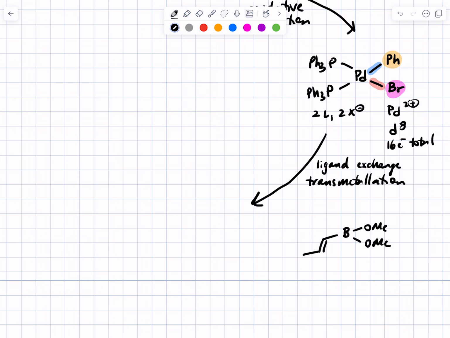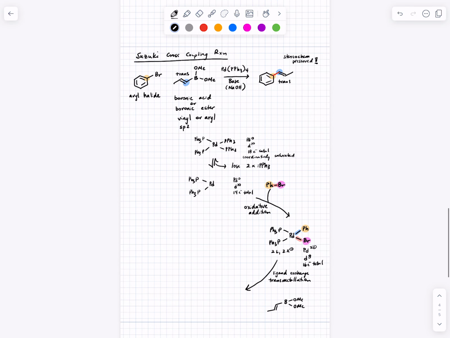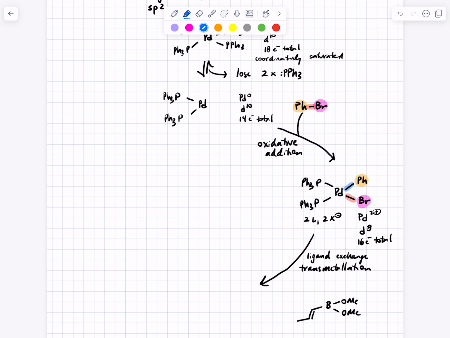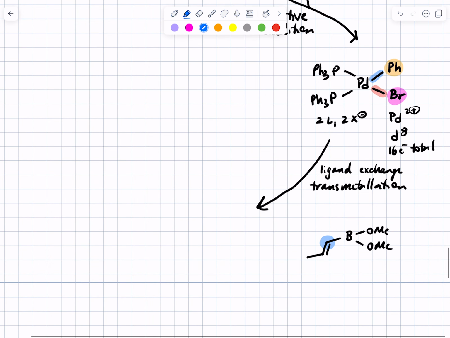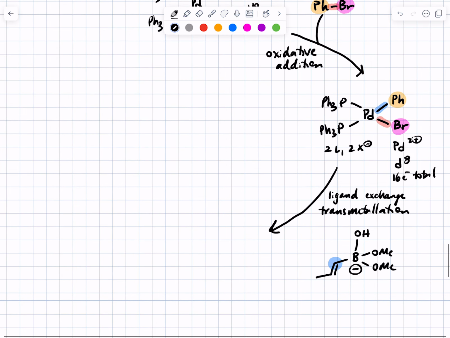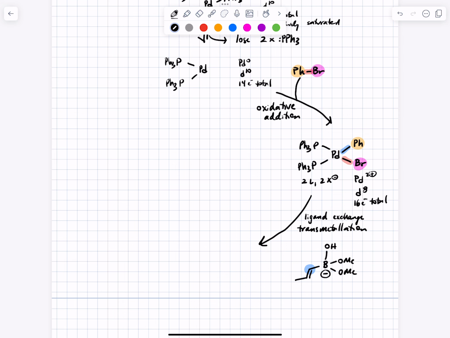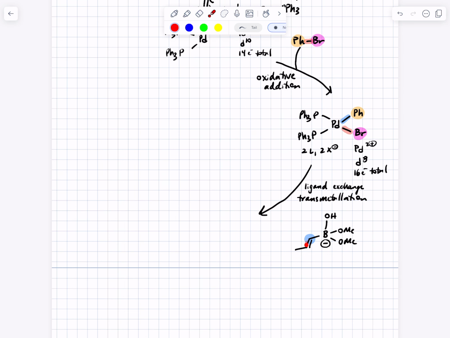So here's the vinyl group, which I guess we colored that vinyl carbon blue. And it turns out that the purpose of the hydroxide base is probably to bind to the boron to make the boron electron rich. And the boron is pretty anxious to lose the vinyl group so that it can be neutral again. And so what ends up happening is a swap between the boron and the palladium. The boron's going to come away with the bromo, and the palladium's going to come away with the vinyl group.